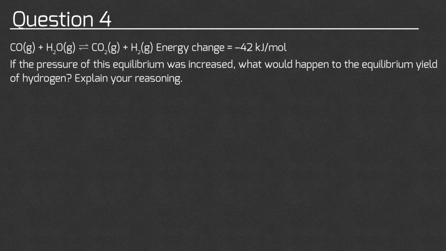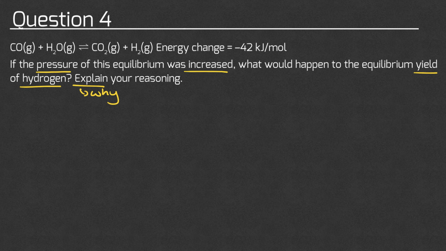In this question, we're once again looking at what will happen if the pressure is increased. What effect will that have on the yield of hydrogen? And we need to explain our reasoning. So as before, the key points in this question is that the pressure is increasing. What is the effect, given a reason why, on the yield of hydrogen? We're told that the energy change is -42, but again, this question is about pressure, so that is just extra information. We don't need to use it for this question.